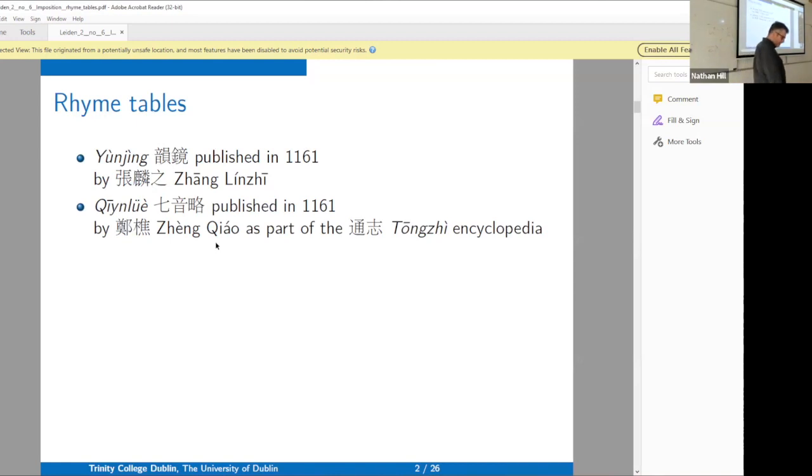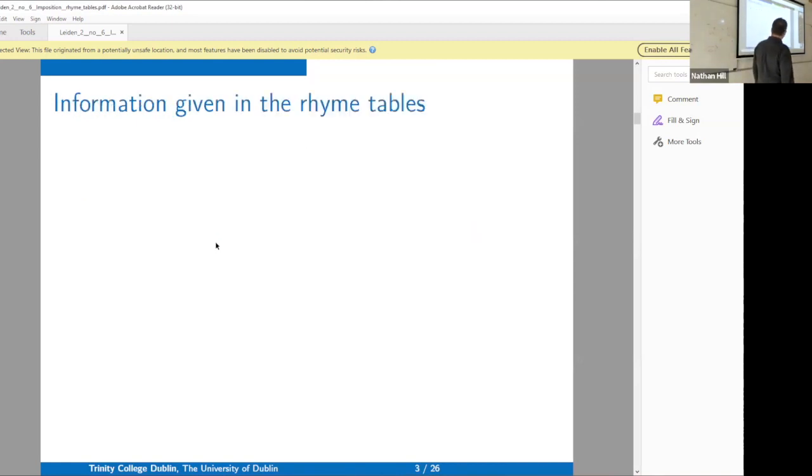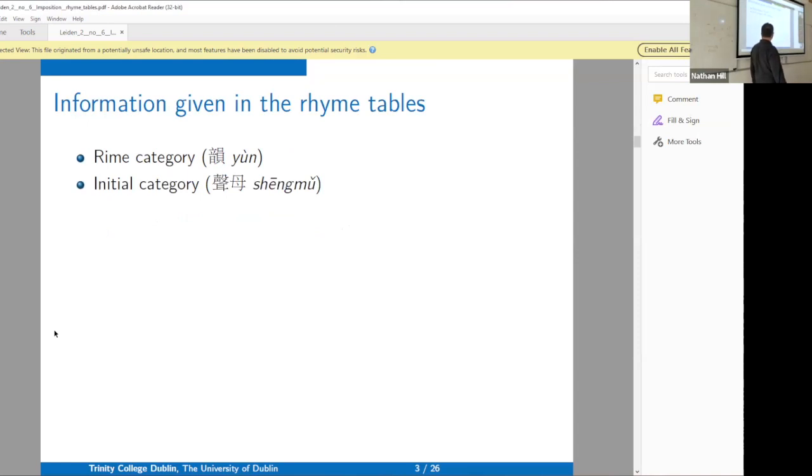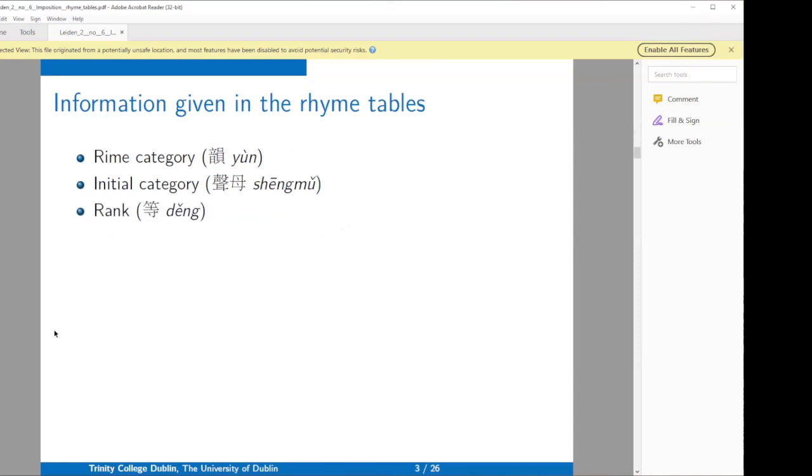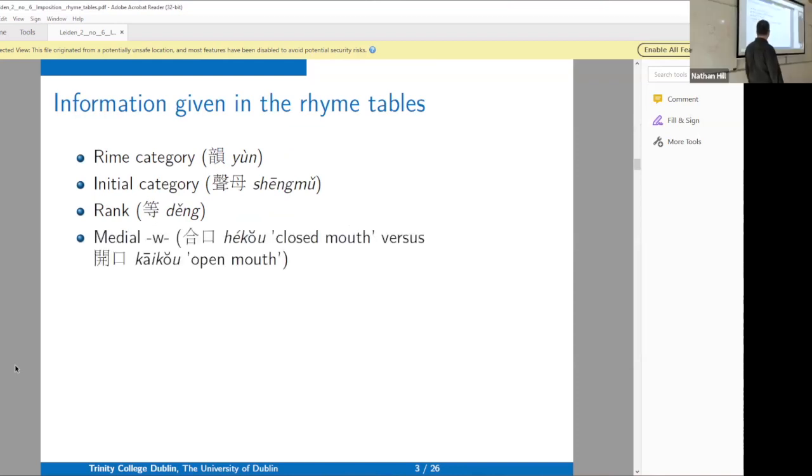Okay, so what do these things look like? So what information is given in a rhyme table? Well, the rhyme category, which is called yun, the initial category, which is called shengmu, the rank, we will discuss what all of these things are in a moment. And then whether or not the syllable has a medial W, which in Chinese terminology is hekou, or has a medial W, and kaikou, or does not have a medial W.